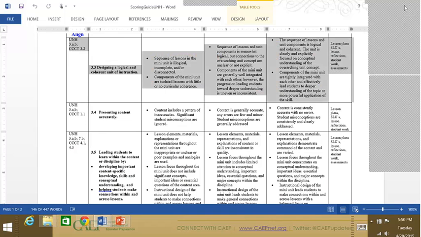I do see another question here, so let me just finish with this particular rubric, and then I'll get to some of our other questions.